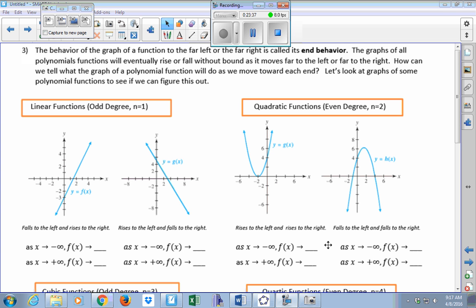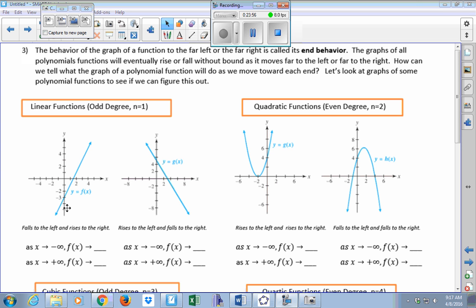On this one, in mx plus b, that m is your leading coefficient. When it's positive, your right arm is up, your left arm is down. When your leading coefficient here is negative, your right arm is down, your left arm is up. Okay? So let's take a look at this.